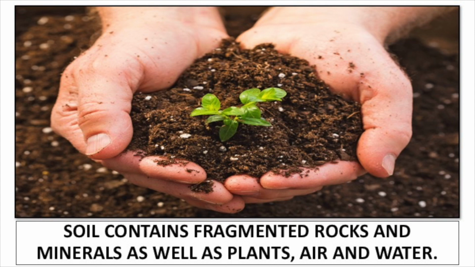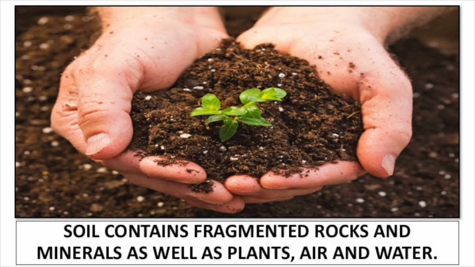Soil contains fragmented rocks and minerals, as well as plants, air, and water. Yes, that means that soil is made up of tiny little particles of lots of different things. Like here, we can see little bits of rocks. And when the soil is wet, we will have water. And the other thing the soil needs too, for things to grow, air.